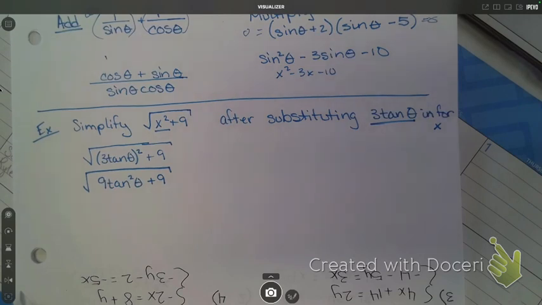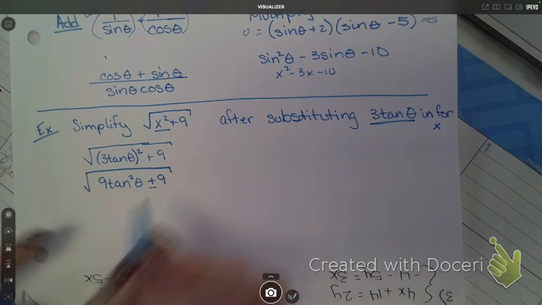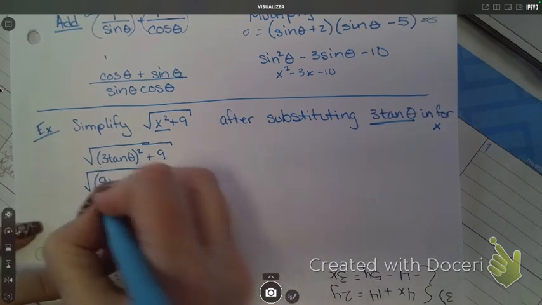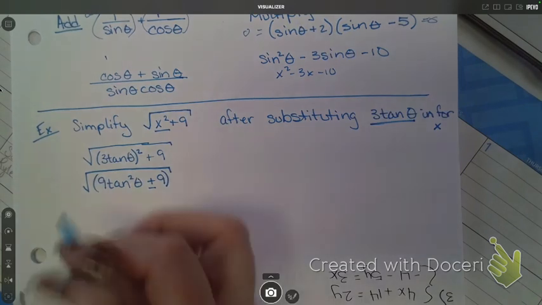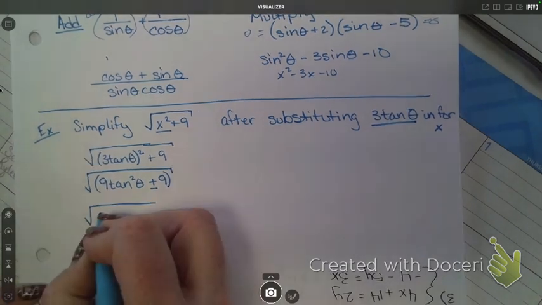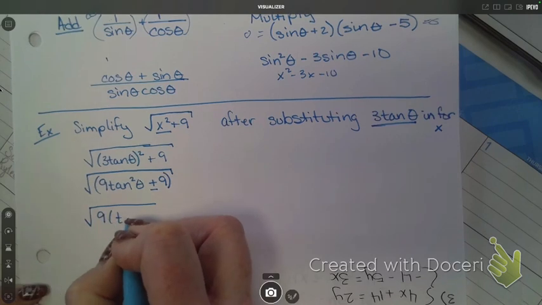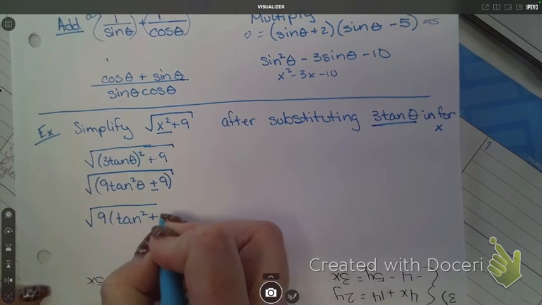Can I take the square root of all of it? No, this is a quantity, you can't do that to a quantity. But what can I do with that quantity? I have 9 tangent squared theta plus 9. Factor out a 9. Can I do that? Yeah. So it's going to stay in the square root still. So I have 9 times tangent squared plus 1.